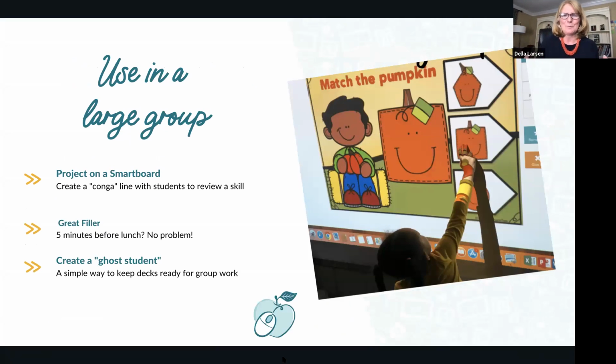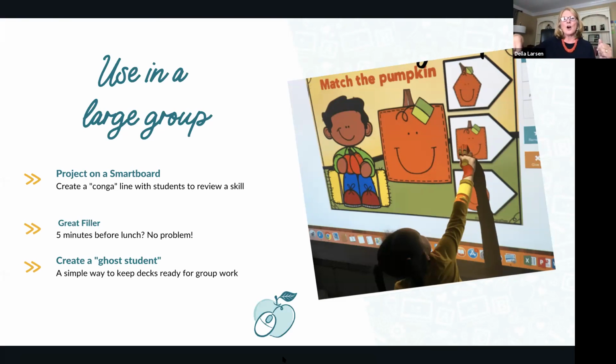Now, this is one of my all-time favorite ways to use Boom cards, and that is in a large group. So you can introduce a lesson on a smart board, or you can do it for fun. Now, when I used my smart board, I did it mostly for fun. And my kids loved when I brought out the Boom cards on the smart board, and you just project it up onto your board. And what I would do, and again, this was for younger kids, it might not work in middle school, but it worked great for the younger kids.